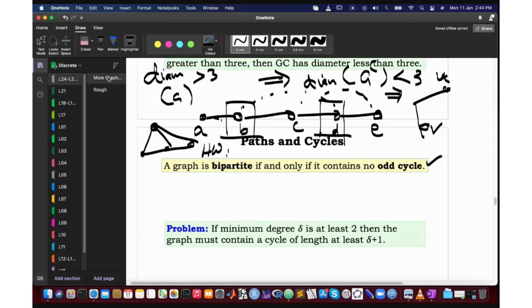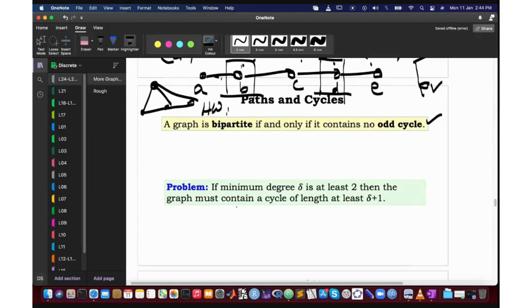Then how about this problem: if the graph has minimum degree at least 2, then the graph must contain a cycle of length at least delta plus 1. Plus 1 absolute marks for anyone who does it in the next 60 seconds or so. You just need to argue and give me the answer.